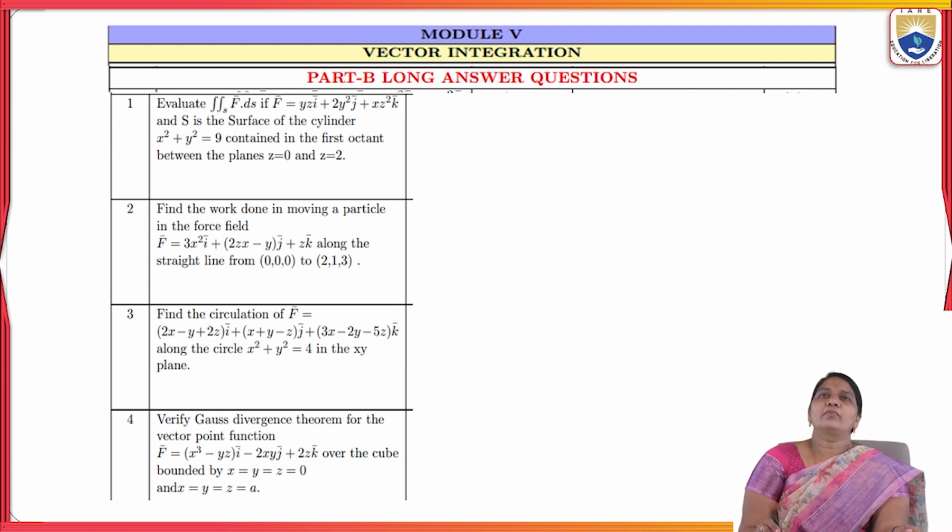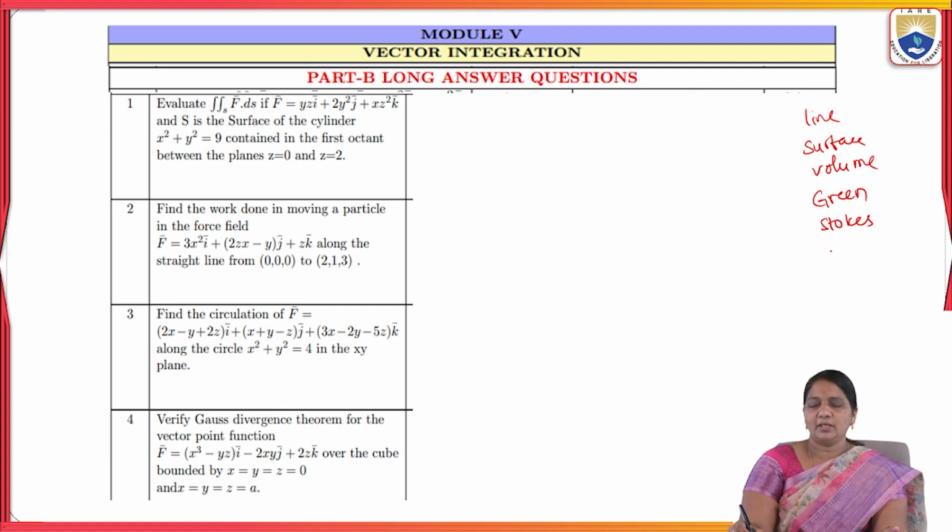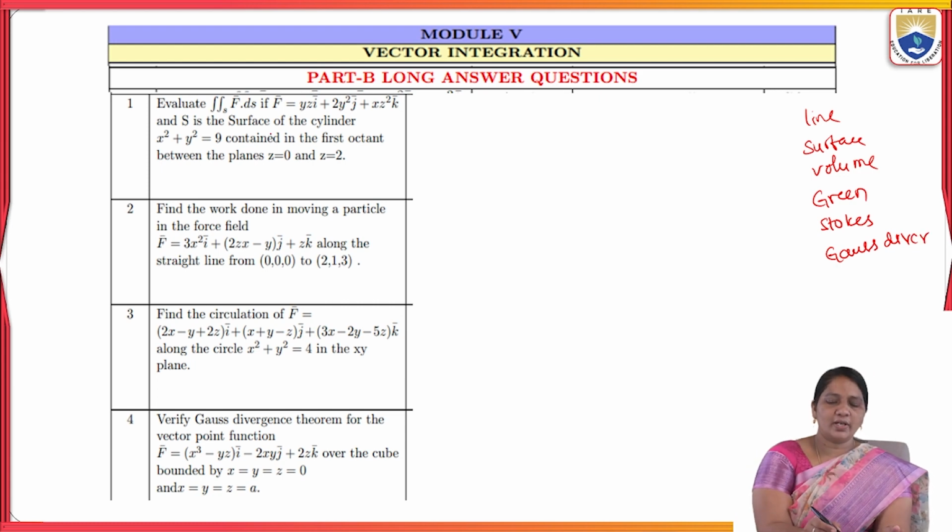Next we have part B. These are the long answer questions. In the same way, we have line integral problems, surface integral problems, volume integral problems and three theorems: Green's theorem, Stokes theorem and Gauss divergence theorem. You can observe here: evaluate the double integral over S of F dot dS, where F bar is yz into i plus 2y square into j plus xz square into k.